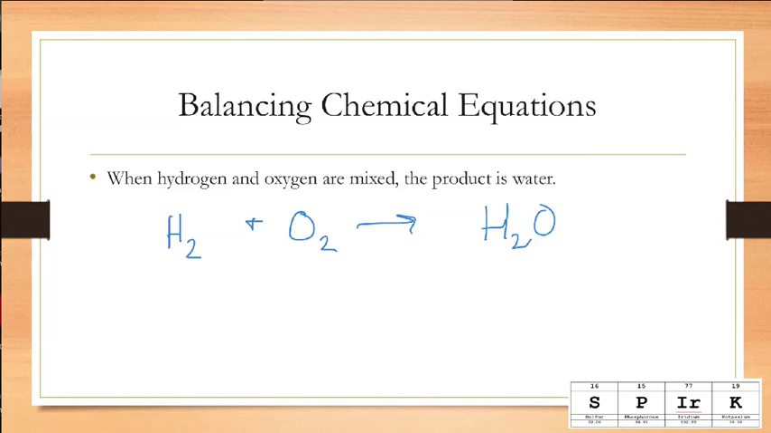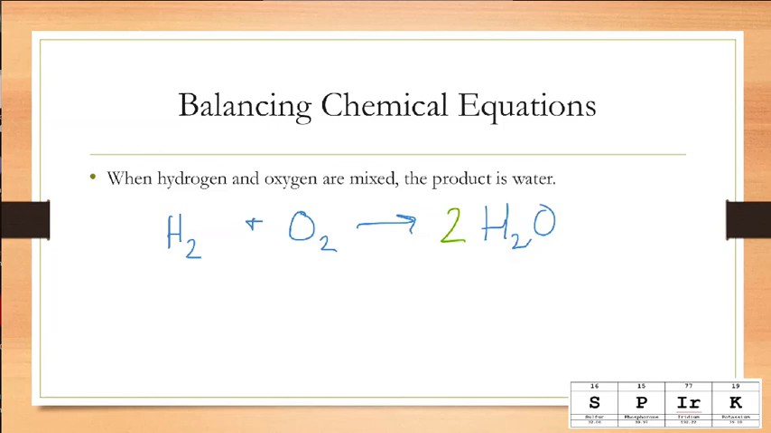If we look at the left side, we have two oxygens, and on the right we have only one, I'm sorry. We want two on the right. So to do that, we're going to add in a coefficient. So now we have two oxygens on the right and two on the left.